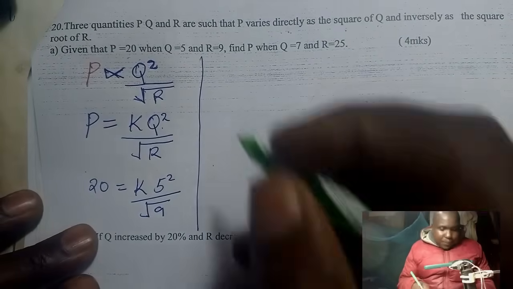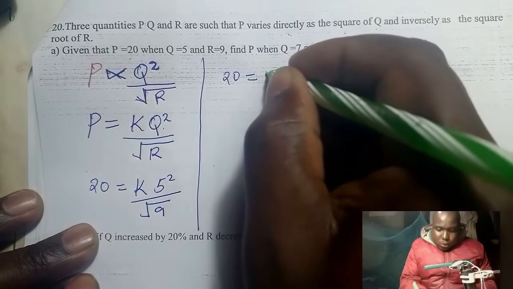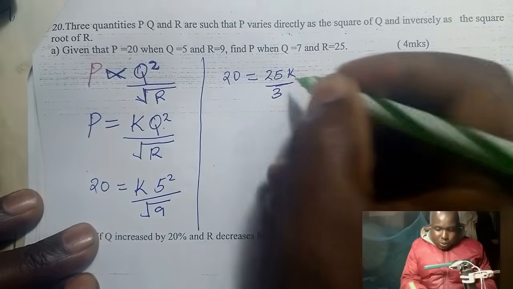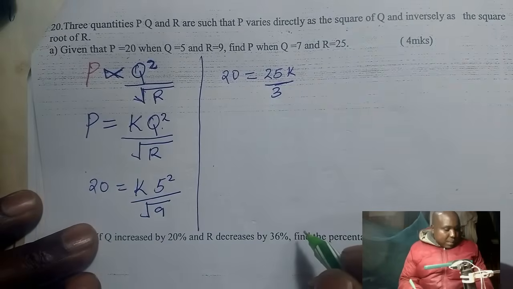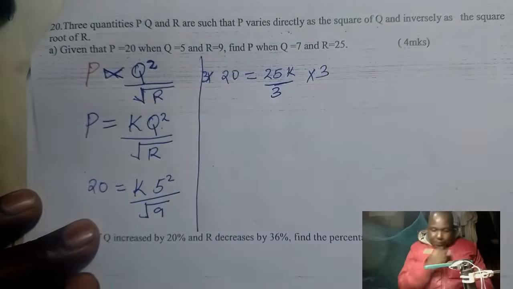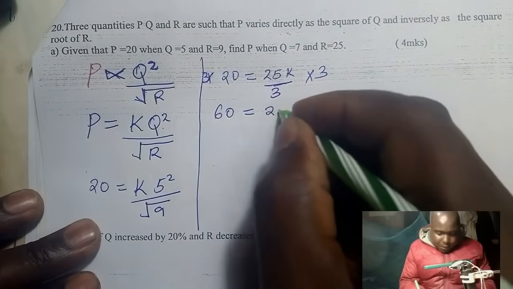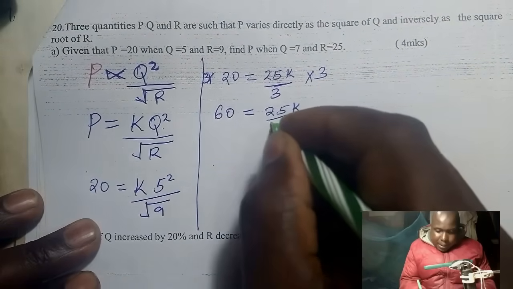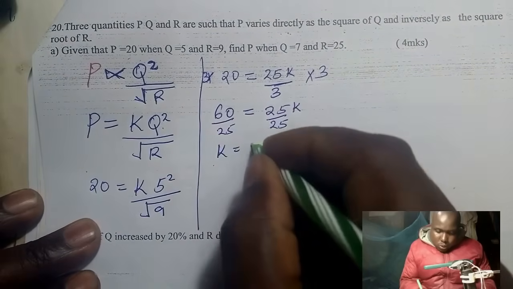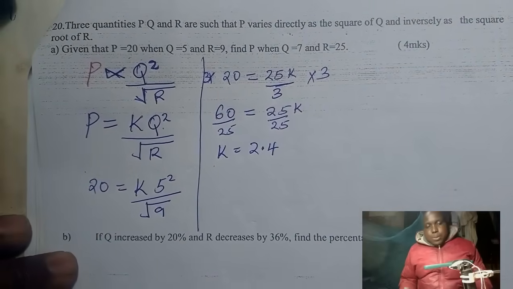So that means that 20 is equal to 25k. We divide by 3. The square root of 9 is 3. Now we multiply both sides by 3 times 3 times 3. So 60 is equal to 25k, divided by 25 divided by 25. So k is equal to 2.4. So our k is 2.4.